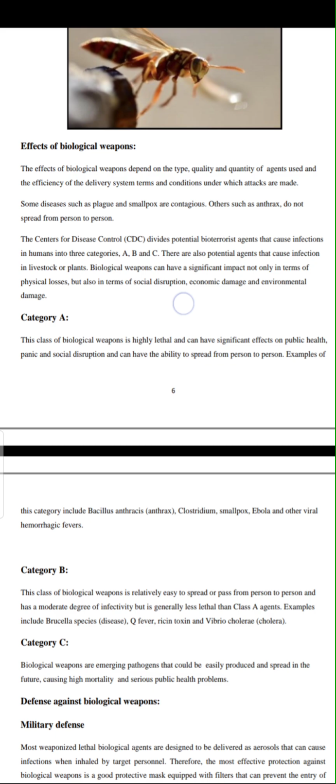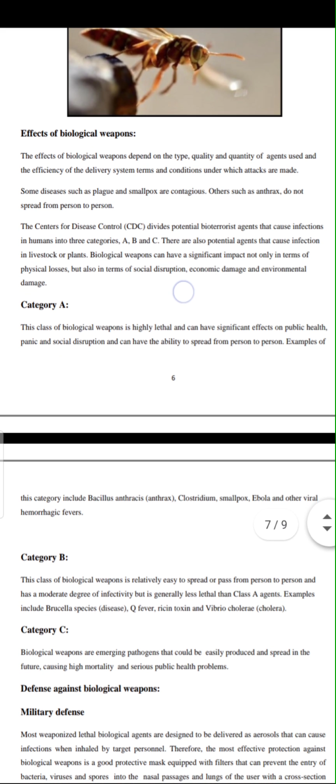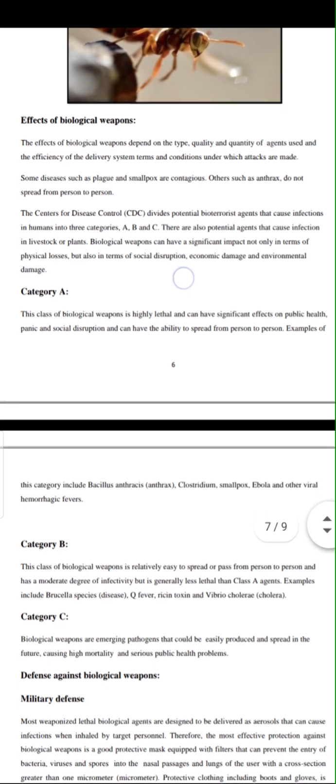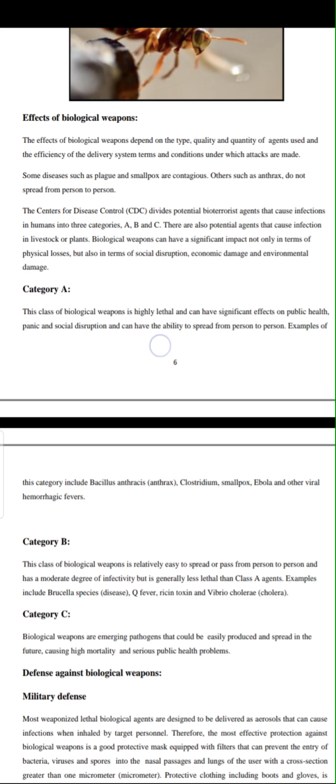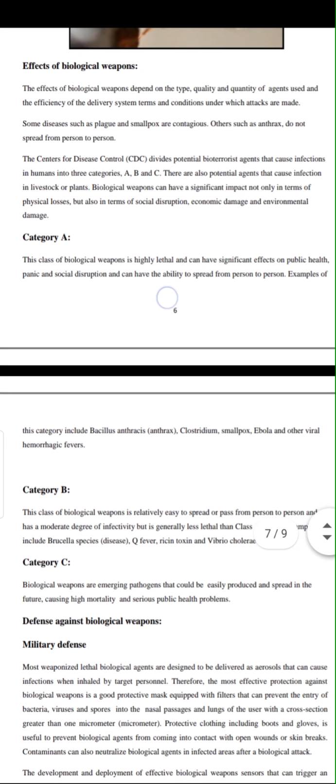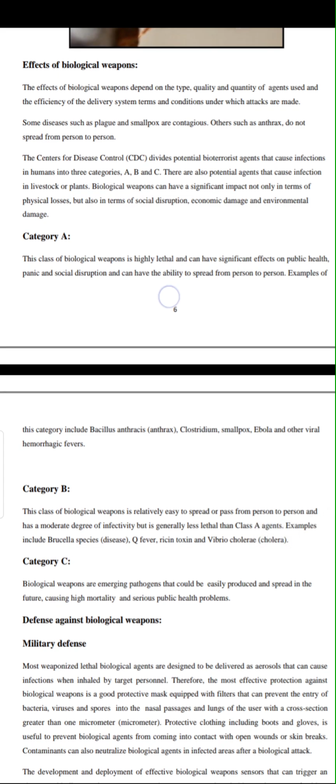And the Centers for Disease Control, CDC, divides potential bioterrorist agents that cause infections in humans into three different categories, named A, B, and C. There are also different potential agents that can cause infection in plants. First of all, I will tell you about the three categories: category A, category B, and category C.